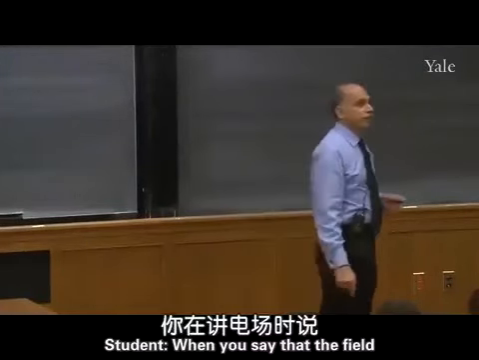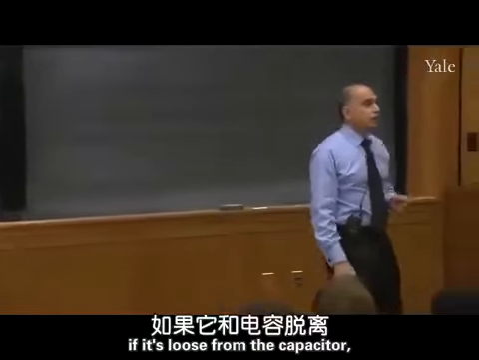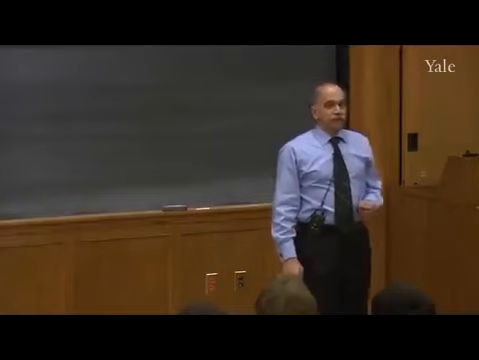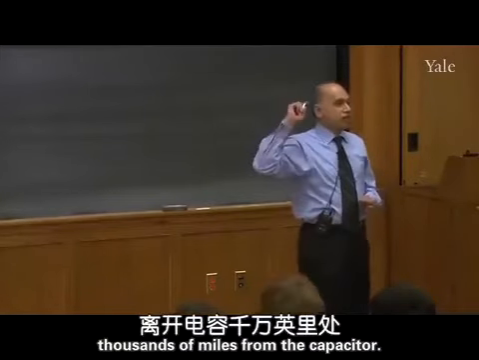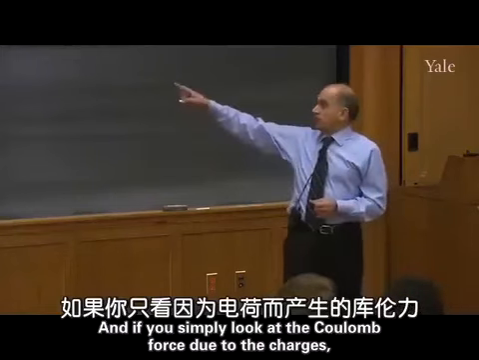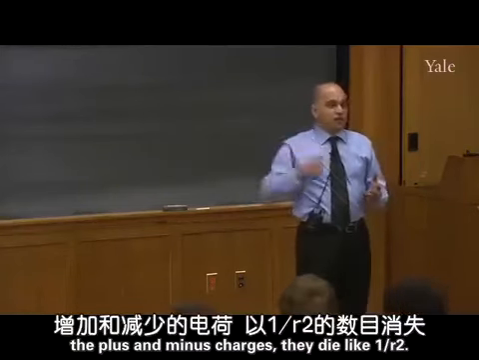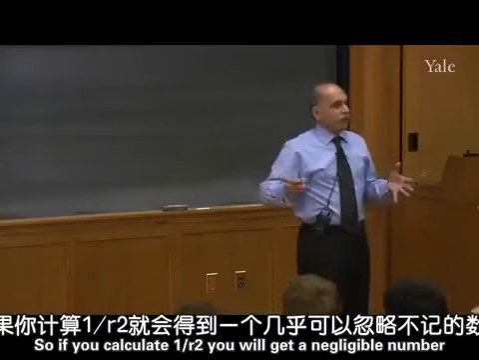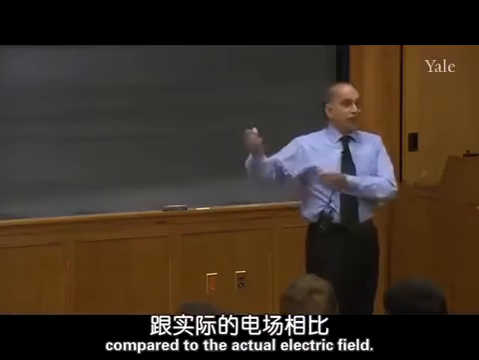Yes? When you say that the field is loose from the capacitor, what do you mean by not getting free from the capacitor? It means it can go thousands of miles from the capacitor. And if you simply look at the Coulomb force due to the charges, the plus and minus charges, they die like 1 over r squared. So if you calculate 1 over r squared, you will get a negligible number compared to the actual electric field.